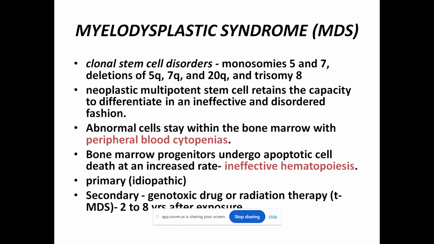Here the maturation is ineffective. The differentiation will be ineffective and in a disordered manner. So the bone marrow will have abnormal cells and the peripheral blood will have cytopenias. Due to the ineffective and disordered cells, there will be a greater amount of ineffective hematopoiesis. All the progenitor cells with disordered differentiation will undergo apoptosis in the bone marrow itself.